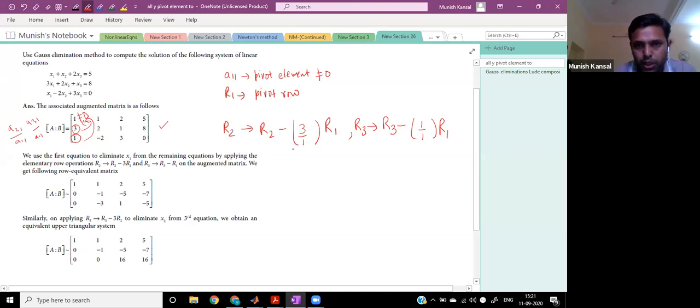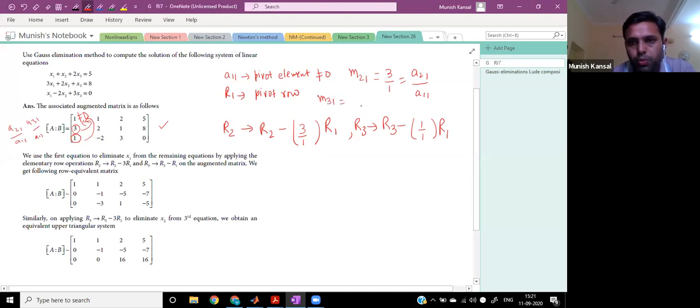Now, this 3 by 1 that came is a special number. I will call it M21, that is 3 by 1. Similarly, let me write this as A21 by A11. Similarly, what is my M31?